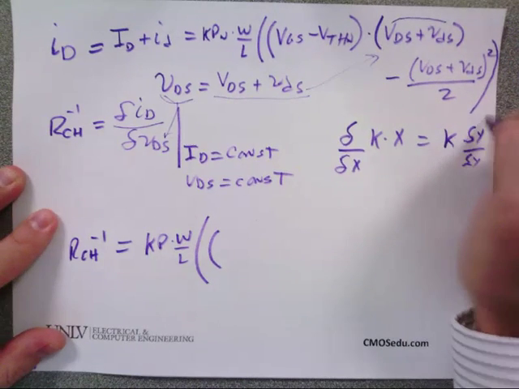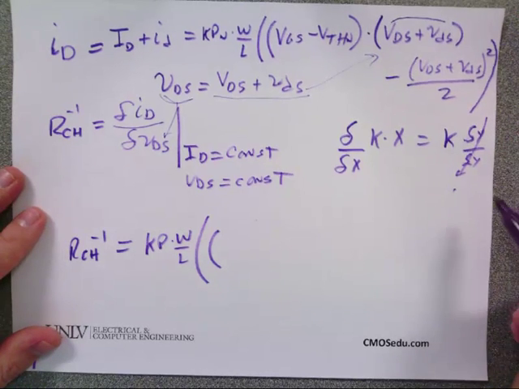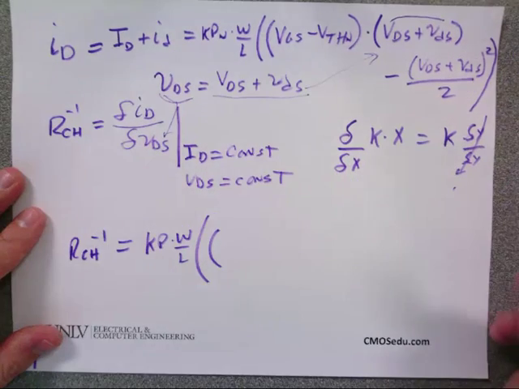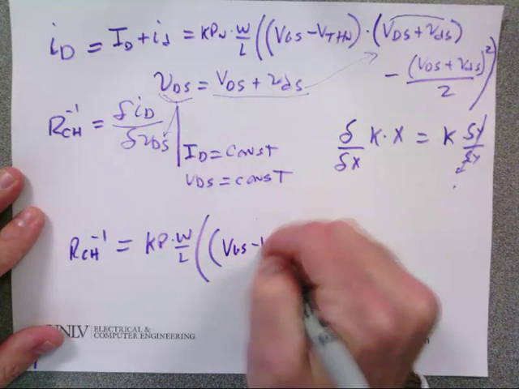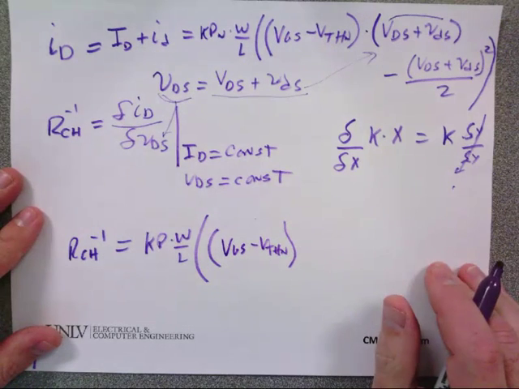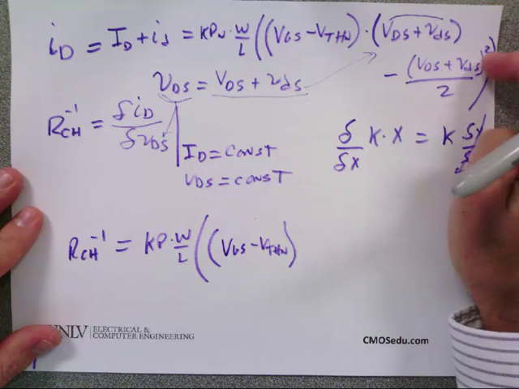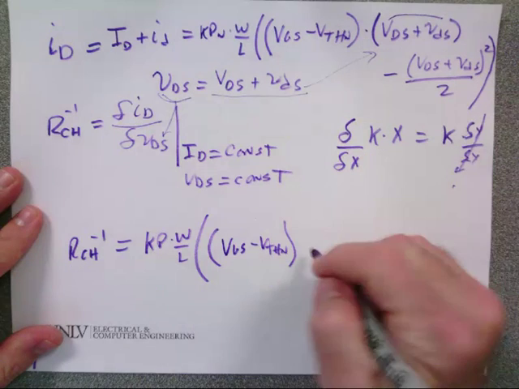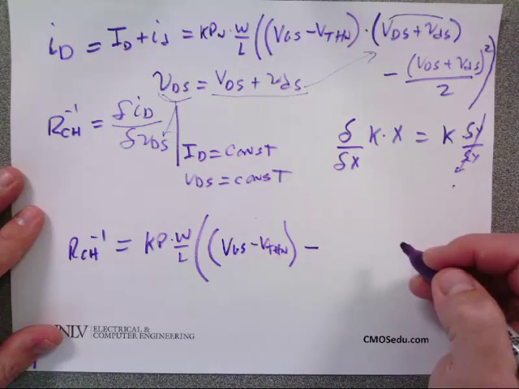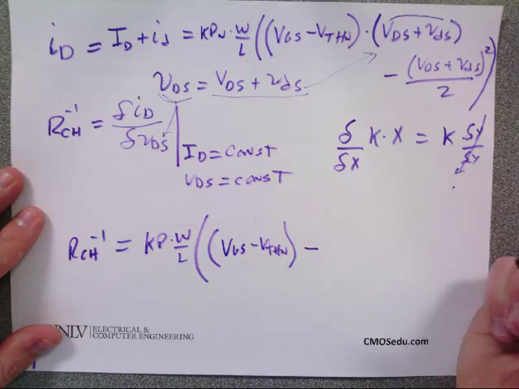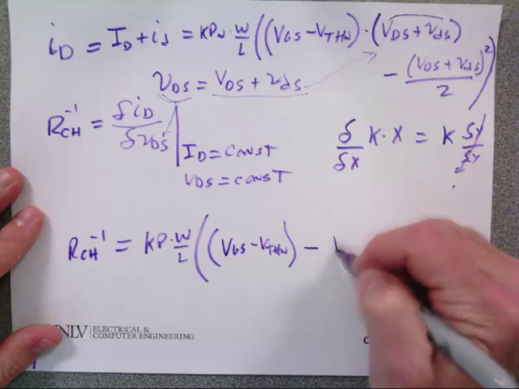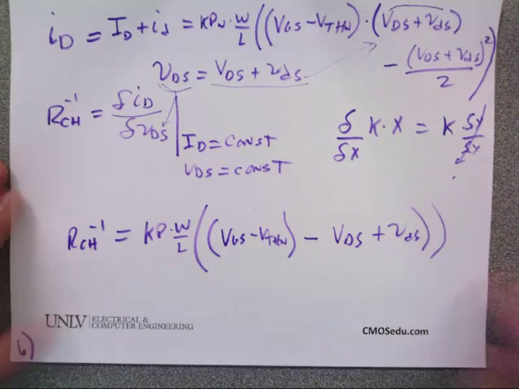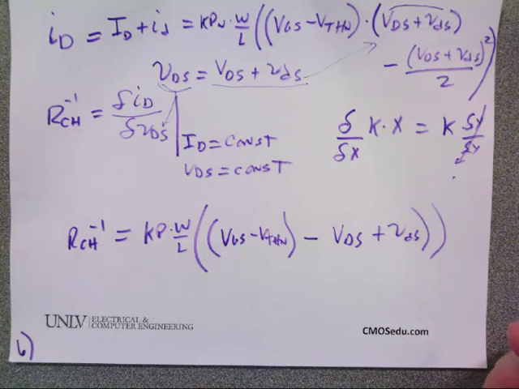This is 1. dx is 1. Does everybody agree? So what's the derivative with respect to VDS of this first part? Anybody question that? What's the derivative of x squared over 2 with respect to x? Yeah, just x. VDS plus VDS. Okay, so that's our channel resistance, which I'll write.